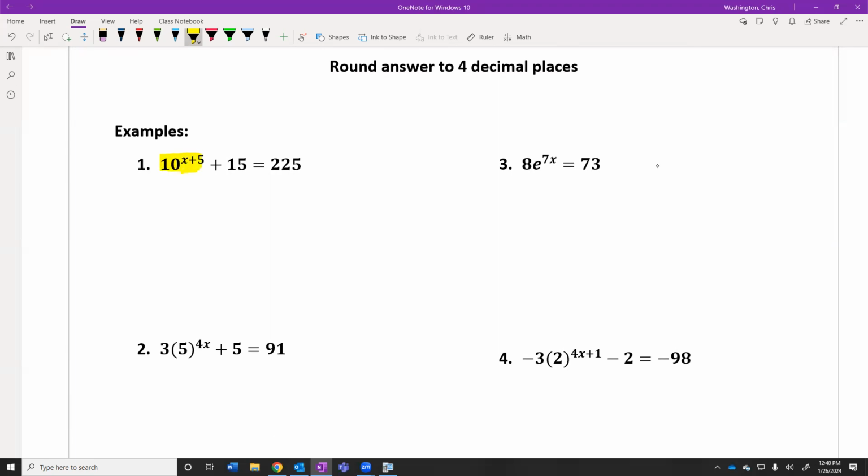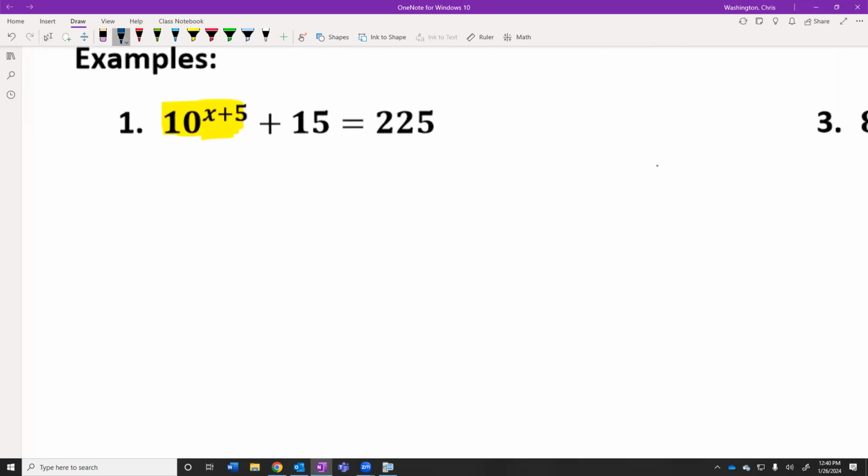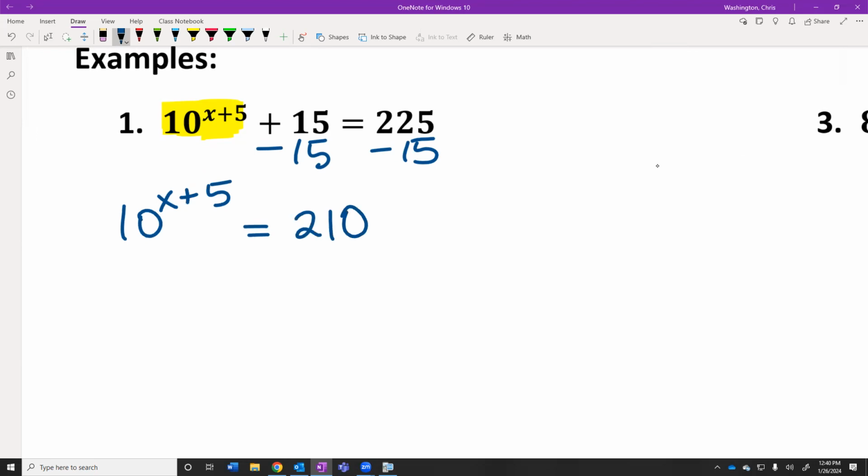The 10 raised to the x plus 5, that is the exponential piece. That's what we want to get by itself. And in order to get that by itself, the 15 has to be moved to the other side. So we're going to subtract 15 from both sides for this first example. 225 minus 15 is 210.